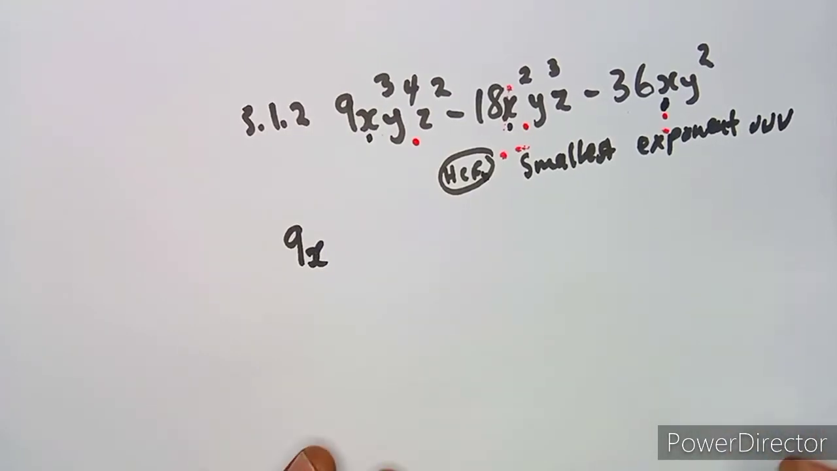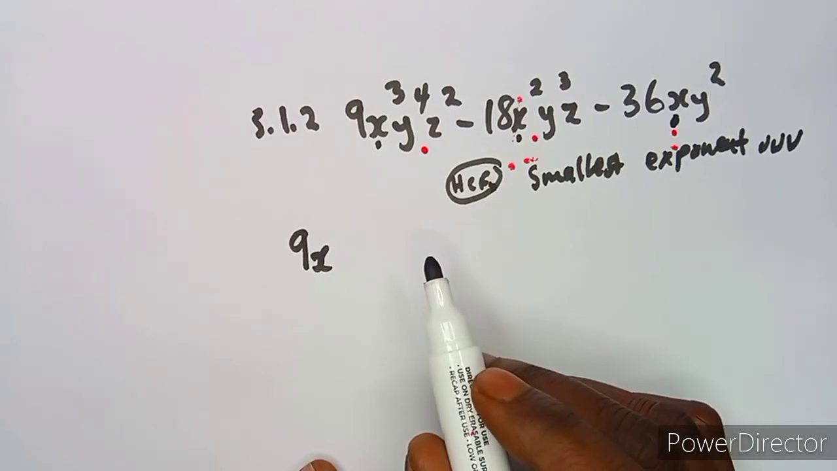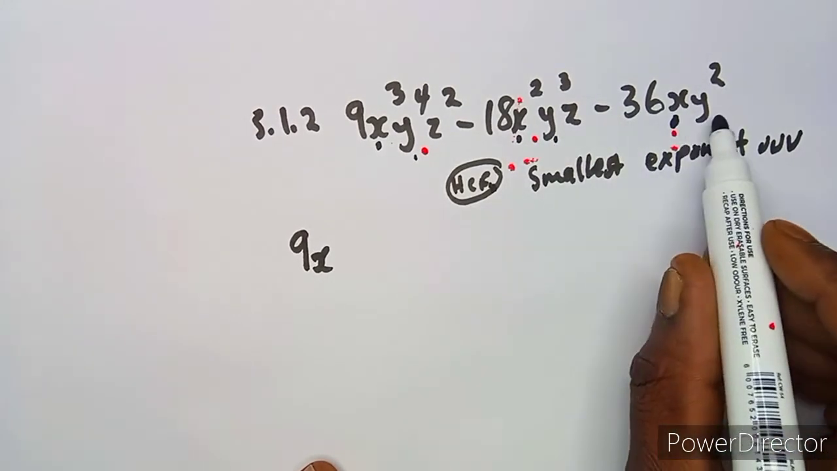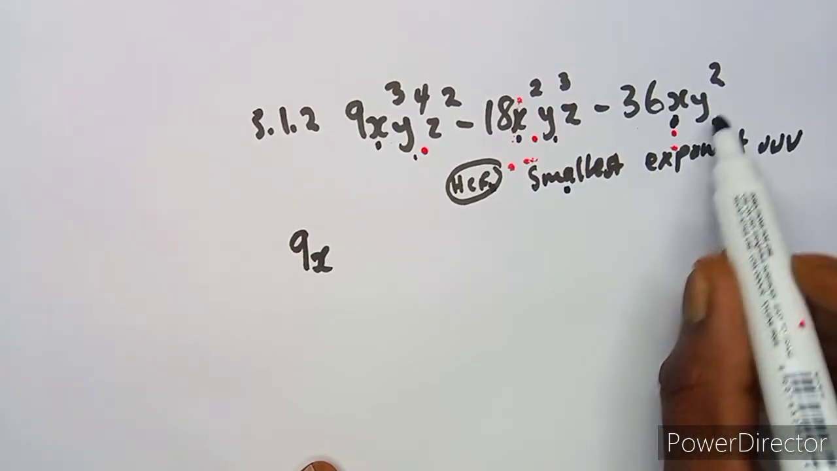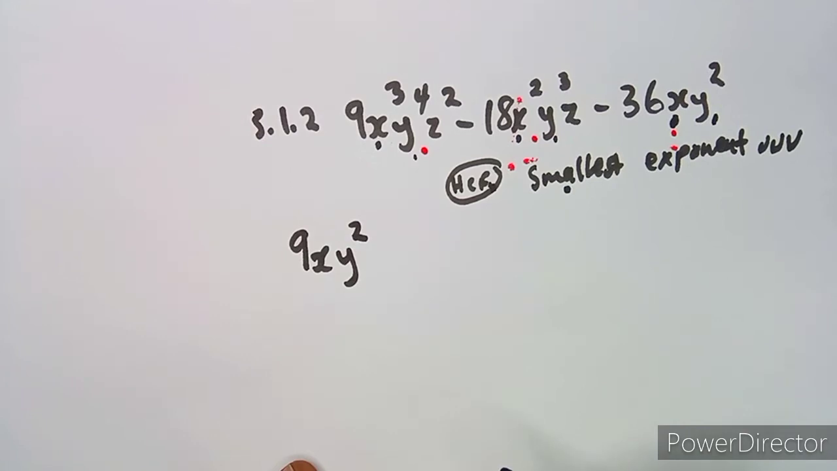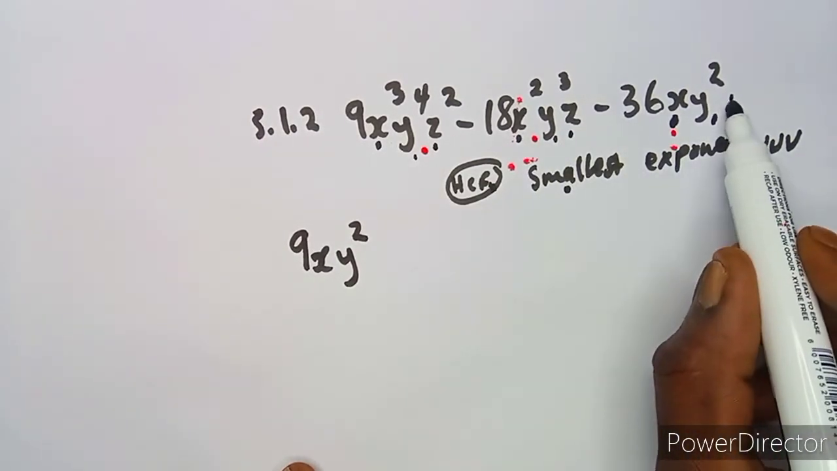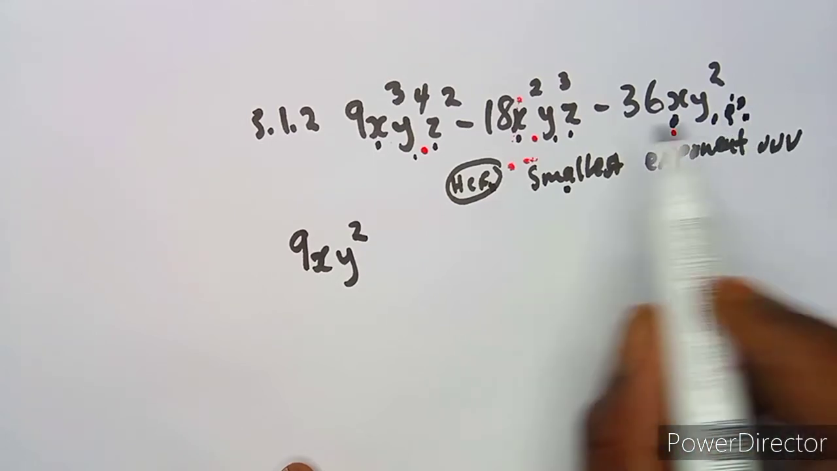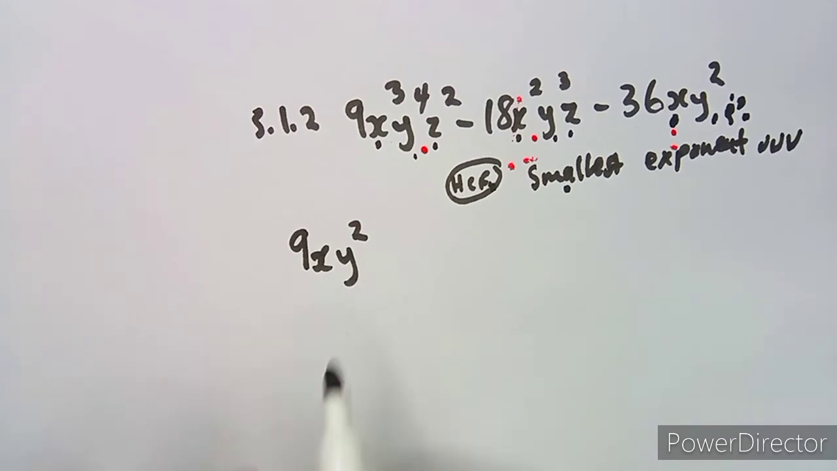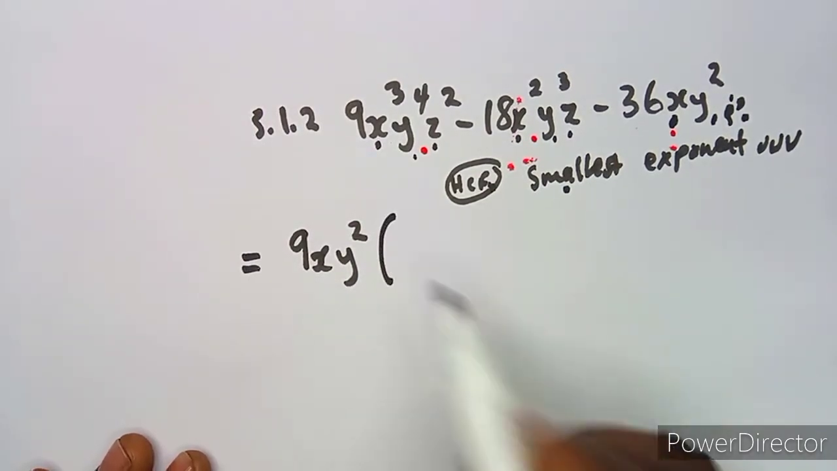So you're going to take this one as our highest common factor, which is x. Okay, you move on to y. Is y common? We've got y here, here, and here. Which one has the smallest exponent? It is this one, y squared, like this. You move on to z. Z is here, but here we do not have z. It's not there. So it is not going to be part of the highest common factor because it's not common throughout. So this is your highest common factor that you're going to factor out.